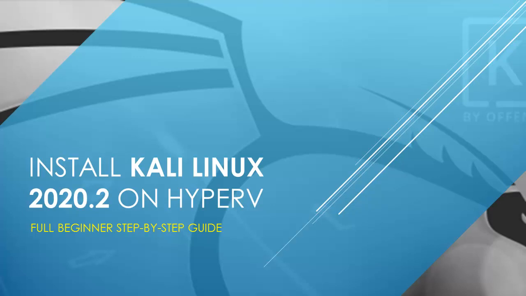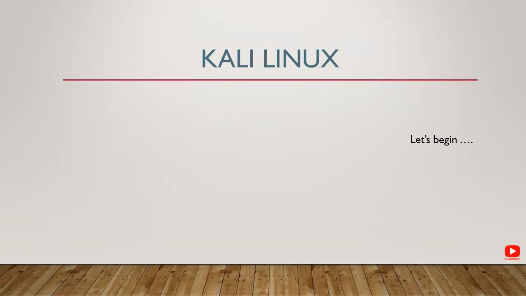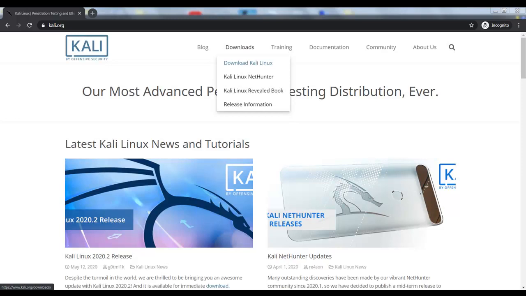In this video tutorial, we'll see how to install Kali Linux 2020.2 operating system from scratch on Hyper-V VM. Are you ready for this? Let's begin. So what exactly is Kali Linux? Kali Linux, previously called Backtrack, is an operating system that contains all the tools pre-installed for us to conduct a successful penetration test. Now let's open the official website of Kali Linux.